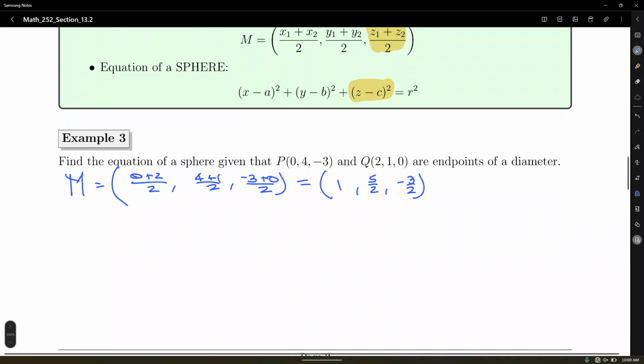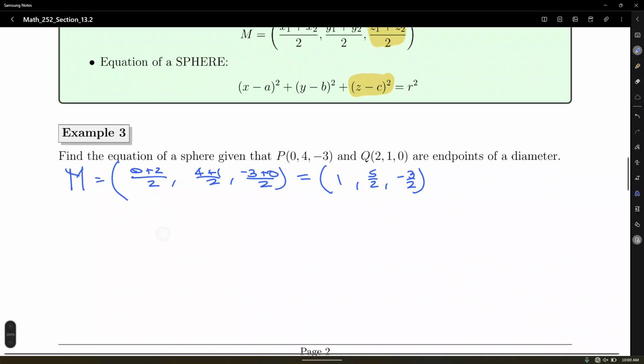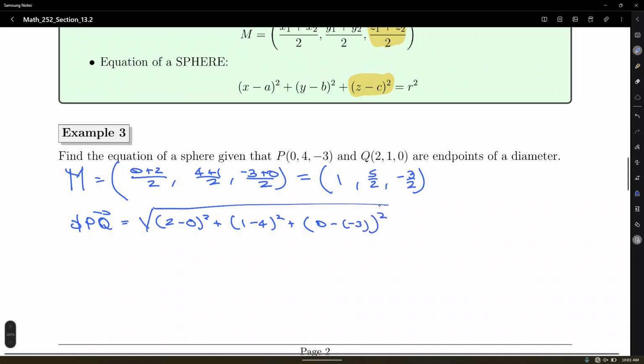So another way is to find the distance between that center and any of the 2 points, but you don't want to work with these rational numbers and then square. You don't want to do that. So just find the distance between P and Q. That is the square root of (2 minus 0) squared plus (1 minus 4) squared plus (0 minus negative 3). Careful, 0 minus negative 3. Well, anyway, this is going to get squared.